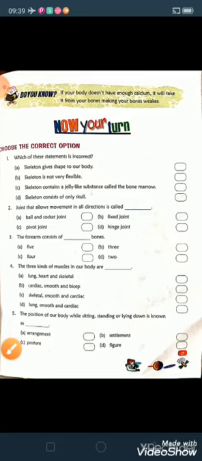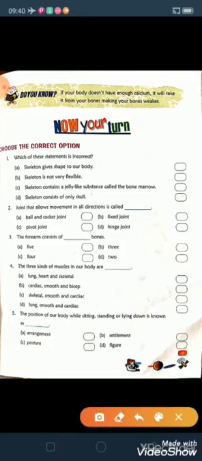Okay, question number 5. The position of our body while sitting, standing or lying down is known as dash. So when we sit, stand and lie down, what should be our position, children? As I told you, we have to keep a good posture. Then here we can easily say the answer is posture. The position of our body while sitting, standing or lying down is known as posture. Now we will go to the next one.